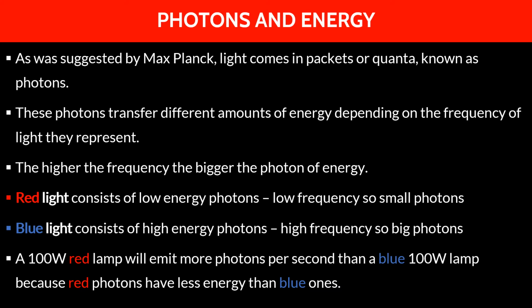Now if you compare a 100 watt red lamp to a 100 watt blue lamp, they'll both transfer energy at the same rate because they've got the same power rating, but the red one will emit more photons per second than the blue one does because the red photons are smaller packets of energy.